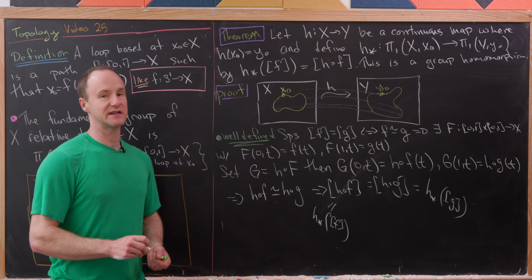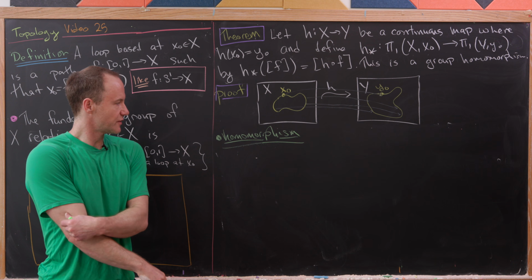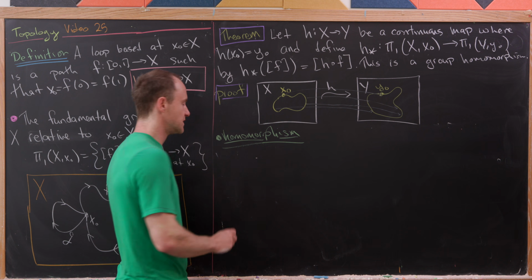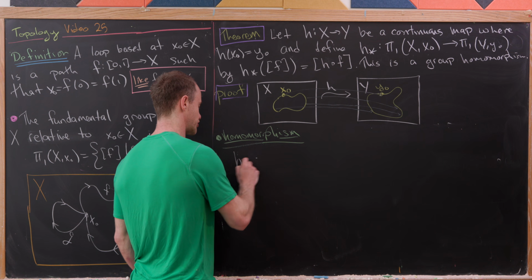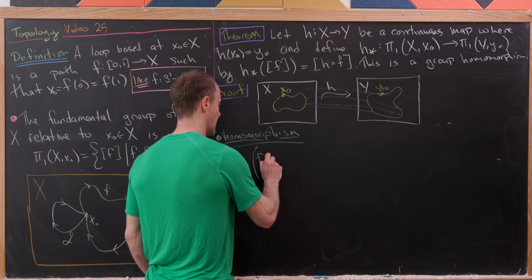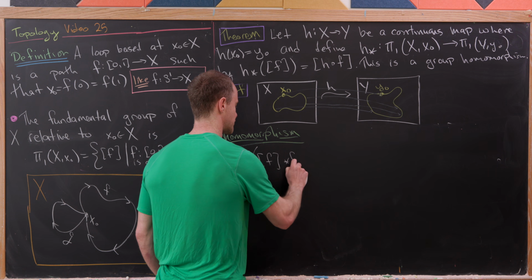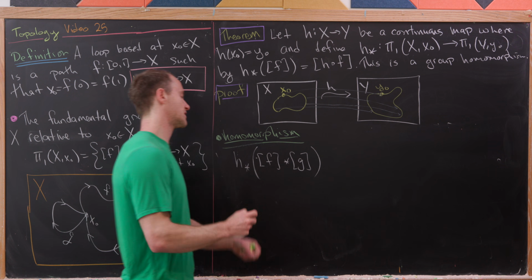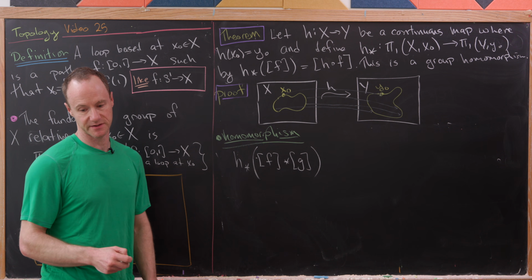Okay, now let's show that it's a homomorphism. All right, so let's show this is a homomorphism now. So let's look at H star, underscore star, I guess I should say, of this F star G. So we want to show we should be able to factor this.